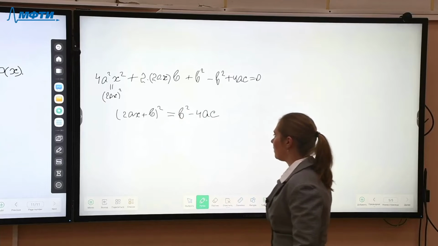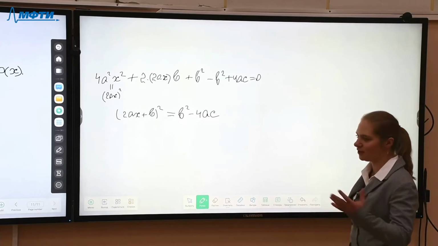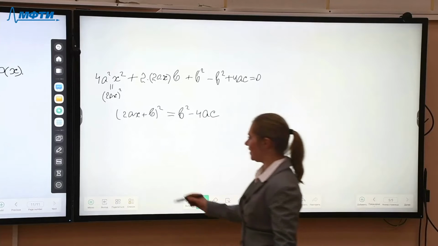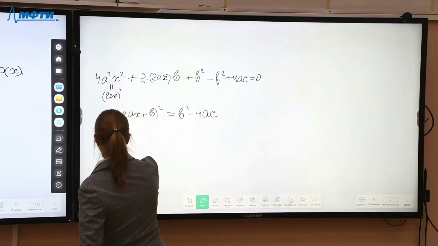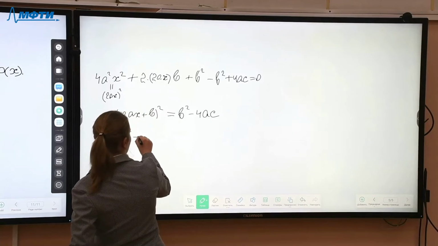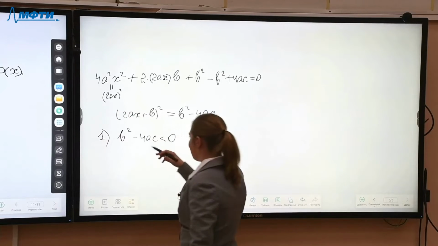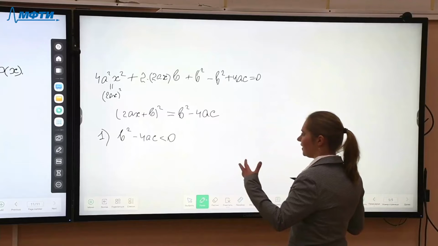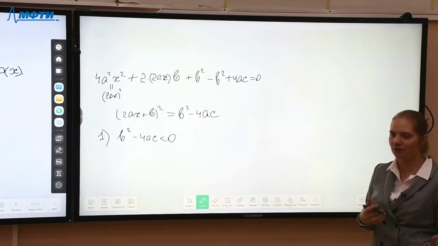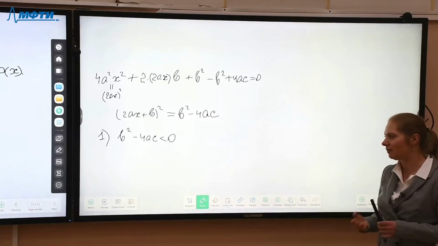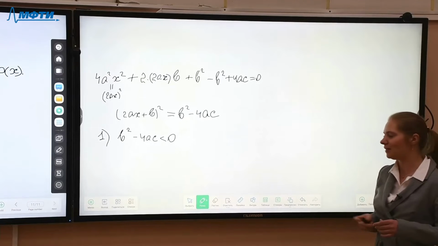And now let's consider several cases. The first case, when b squared minus 4ac is less than 0. So we have something squared is less than 0. Can it be so or not if we are talking about real numbers? No, so we don't have roots.